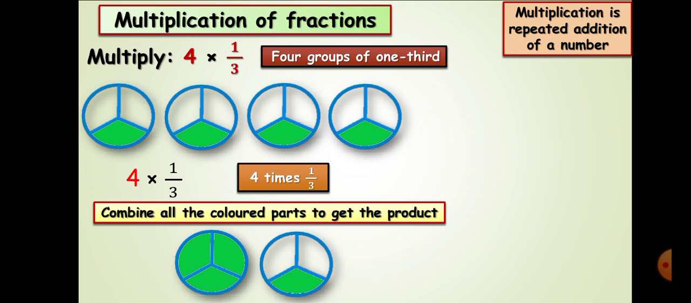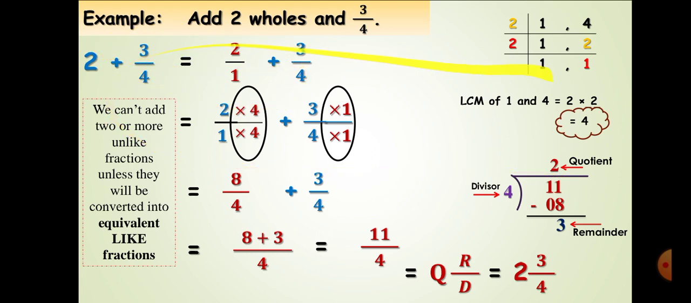This pictorial representation gives me 1 whole and 1/3. Then we have an example: add 2 wholes and 3/4. So 2 plus 3/4: first of all, make 2 into a fraction, that means 2/1 plus 3/4. We cannot add unlike fractions, so first make them equivalent fractions, and for that take the LCM of 1 and 4, that is 4. Multiply 2/1 by 4 and 3/4 by 1. So we have 8/4 plus 3/4. Now denominators are the same, so add the numerators: 8 plus 3 equals 11. So 11/4 is the answer. It's an improper fraction, so convert it into a mixed number.